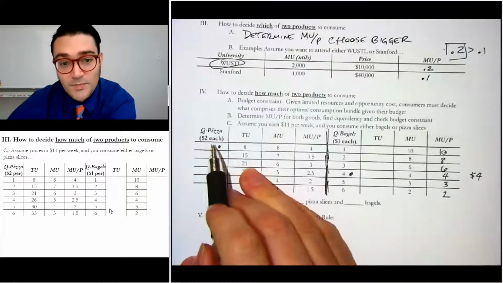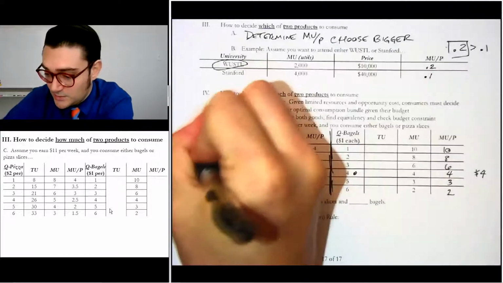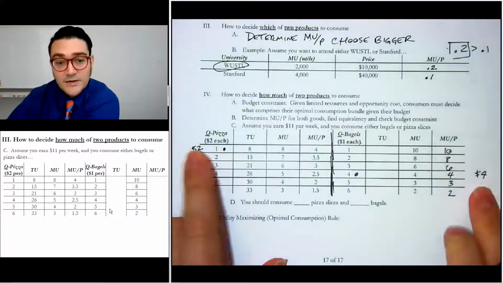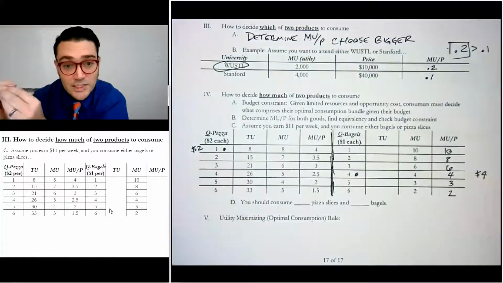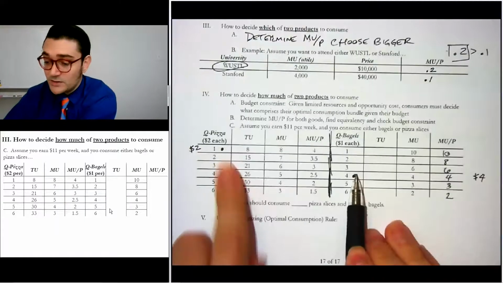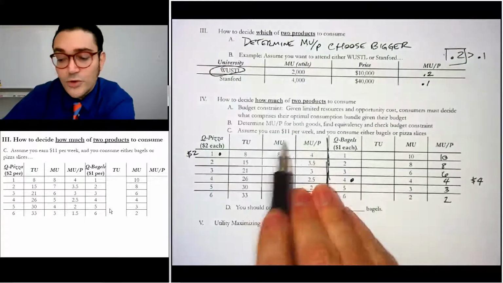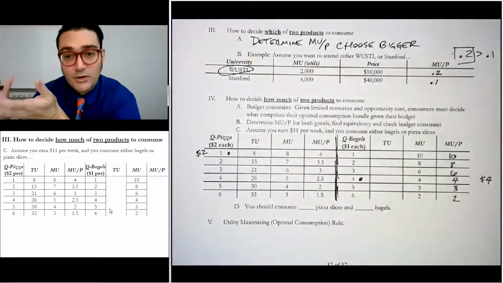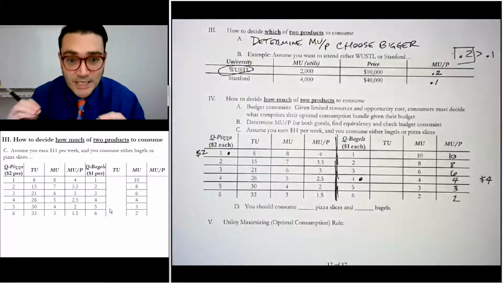How much is 1 pizza? Well, it's $2. And I'm just writing how much, like the total you spent would be. And if you spent 2 and 4, you add those together, that's 6. So you would spend $6 to buy 4 bagels and 1 pizza. But you earn $11 a week. So you could buy more of both and be better off. So that's not the correct combination, right?